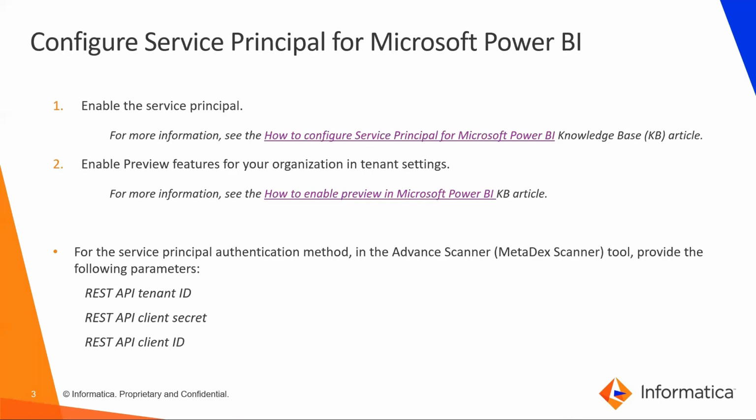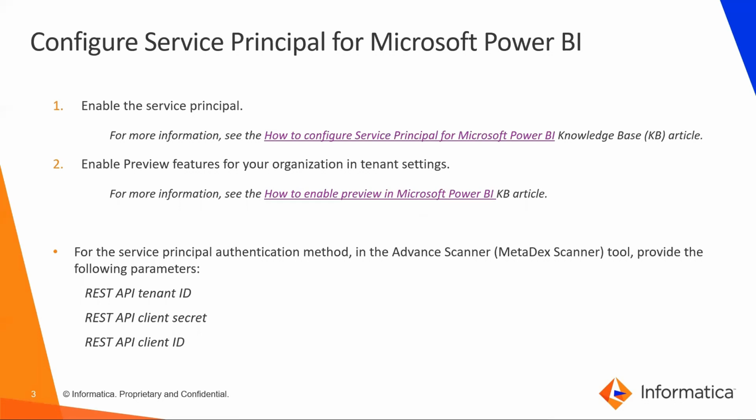The first method which we are going to talk about is to use service principal to extract metadata from Microsoft Power BI using the REST API provided by Microsoft. Now, to enable the service principal, there are certain steps which we will be following to configure the service principal account. The very first step is to enable the service principal, and after enabling it, we need to enable the preview feature for the organization in the tenant setting in Microsoft Power BI side.